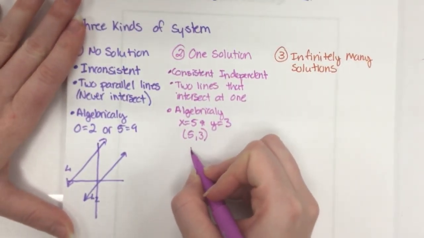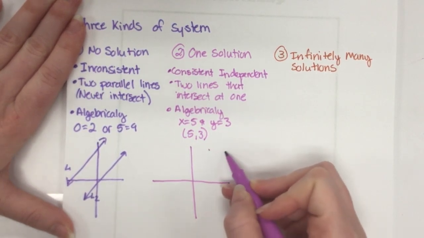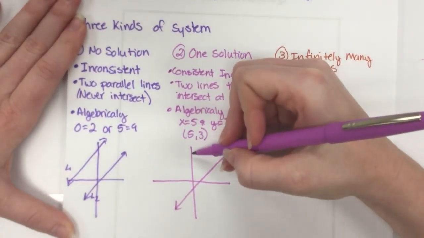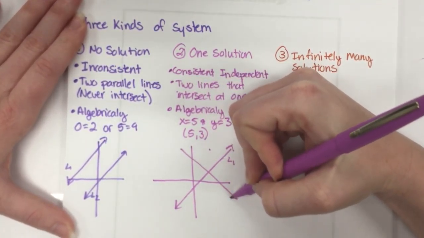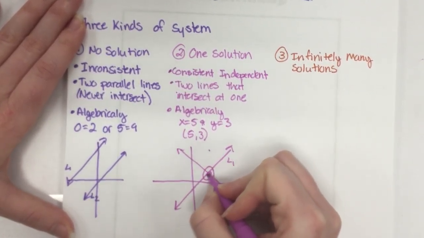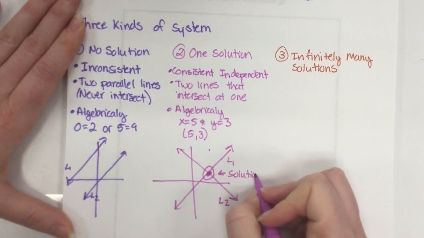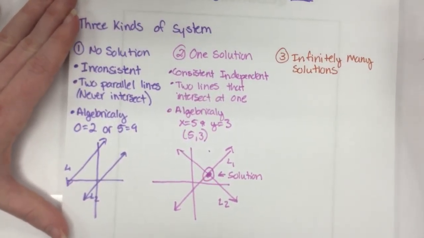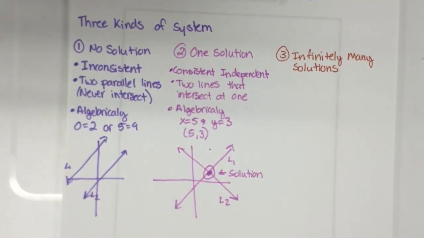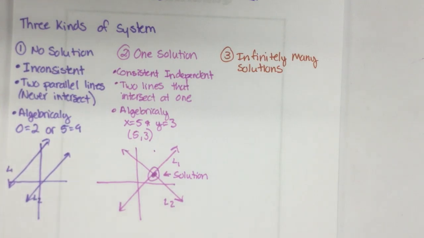And so if you were to do the method of graphing, you'd have this line right here, which we call line one, and this line right here, which we call line two, and this point right there is the solution. The point where they intersect is the solution. Wherever those two lines intersect, that's what they have in common, and that's why we call it the solution.